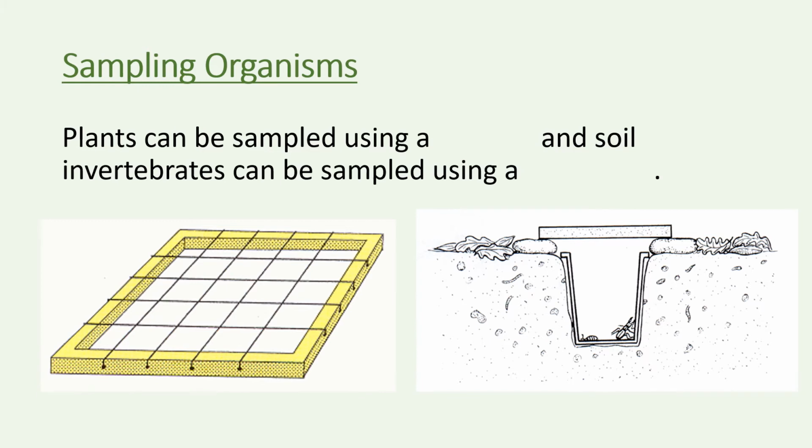So the first picture is of a quadrat and it is used to sample plants. And the second picture is of a pitfall trap and it's used to sample soil invertebrates. So therefore plants can be sampled using a quadrat and soil invertebrates can be sampled using a pitfall trap. So let's look at the quadrat first.